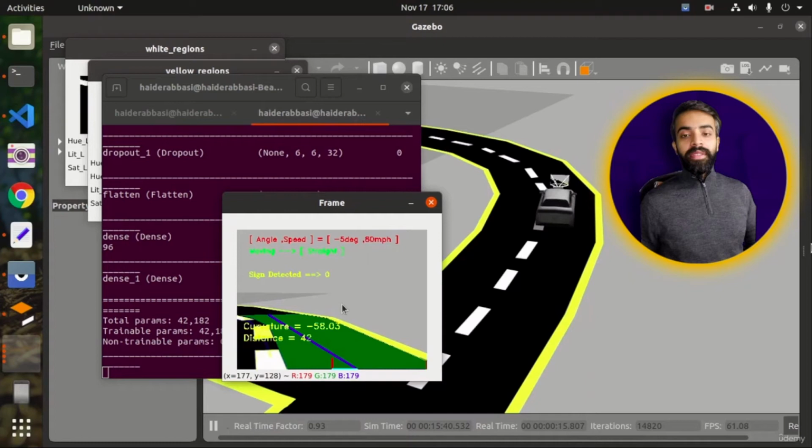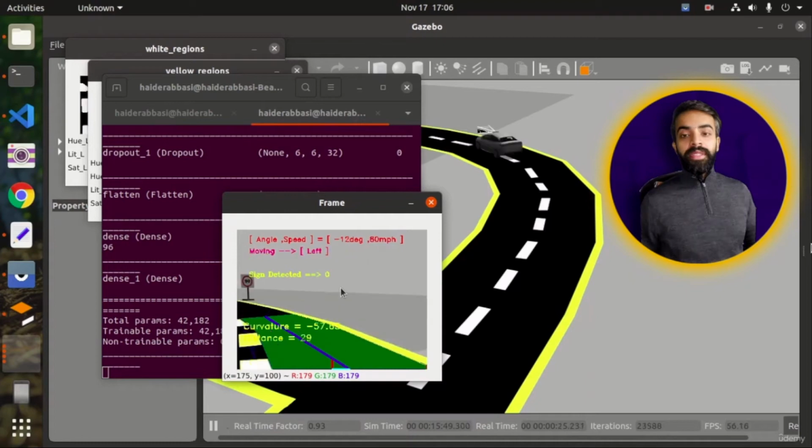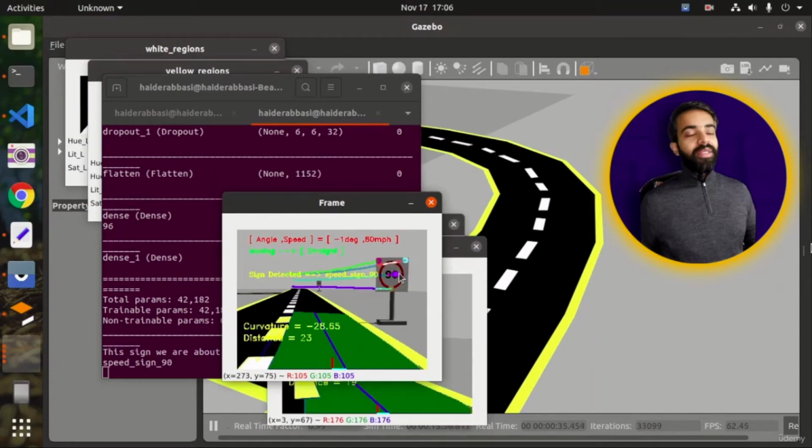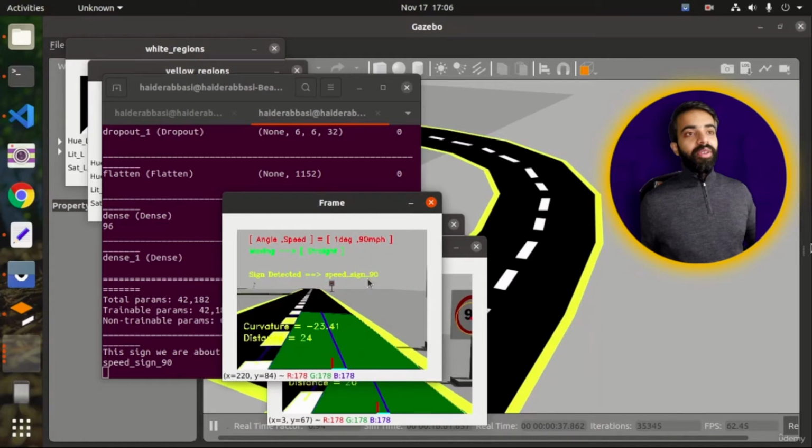At the moment, the sign detected is displayed to be 0, indicating that no sign was detected as it has not approached any sign. And as soon as it detects that sign of speed sign 90, you can see that the speed sign 90 has been correctly displayed. Also displayed are the tracking trails of this particular sign, which has been tracked in the previous frames.